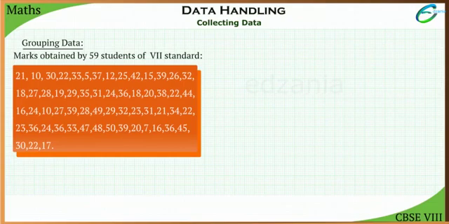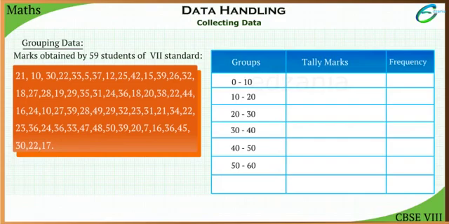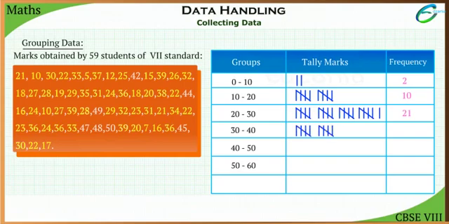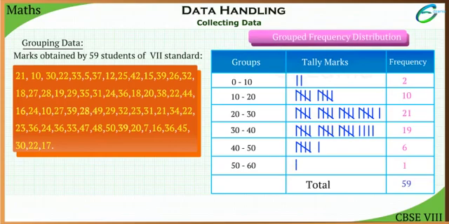So for convenience, we group the entire data into intervals, which is called grouping the data. We make groups of observations, say 0 to 10, 10 to 20, and so on, and obtain a frequency distribution of the number of observations falling in each group. Thus we get the frequency distribution table for the above data. Since the data is to be grouped, this distribution is known as grouped frequency distribution.